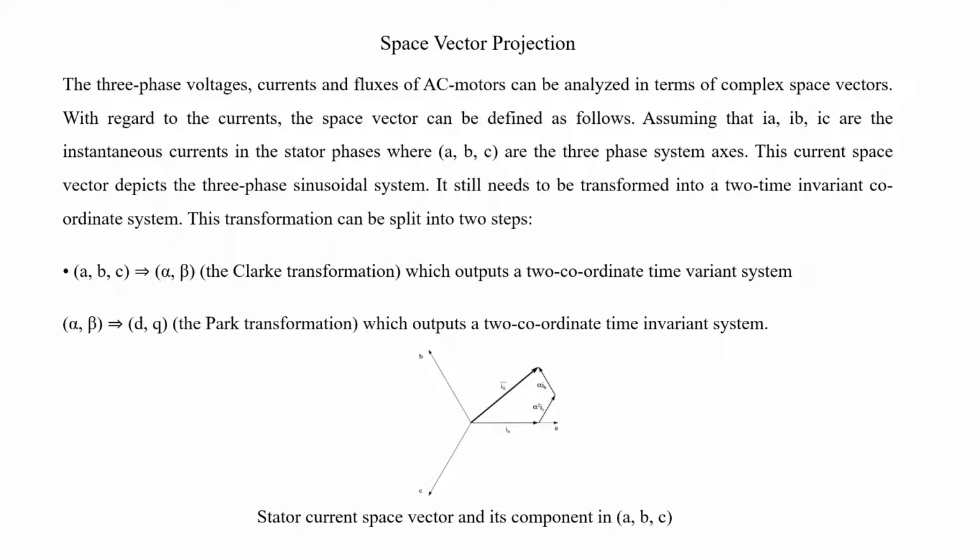The transformation can be split into two steps: ABC to alpha beta, which is the Clarke transformation, and alpha beta to DQ, which is the Park transformation. In ABC to alpha beta, the output is a two-coordinate time variant system, in the sense the output will be changing with respect to time. And in the Park transformation, the output of the two-coordinate system will be time invariant. It means the output will not change with respect to time. And this is the space vector projection of the stator currents A, B and C as well.